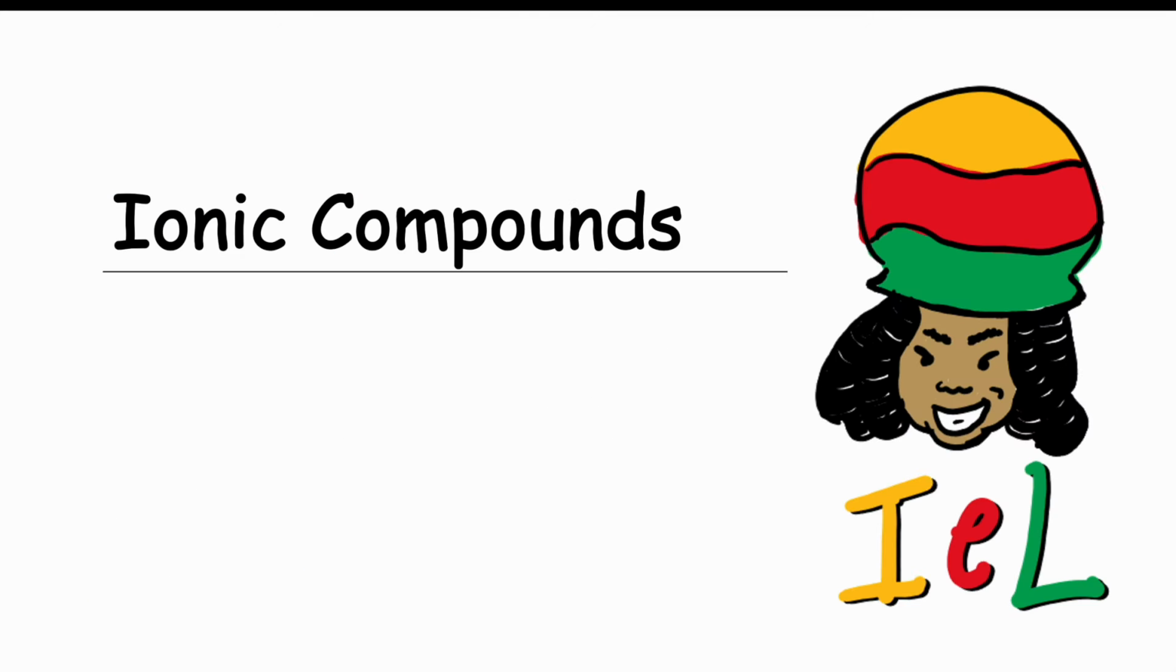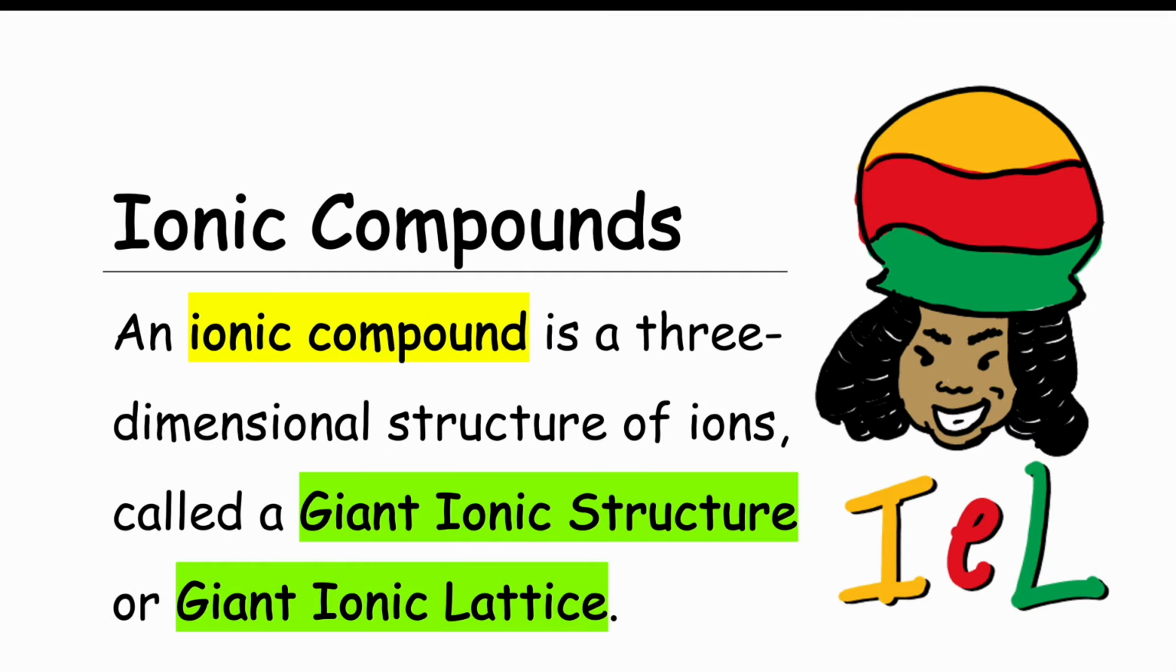One of the first misconceptions we need to get rid of regarding ionic compounds is that ionic compounds are just the unit of the cation and the anion being attracted together by electrostatic force of attraction. In fact, the ionic compound is a three-dimensional structure of these ions. So the cations and the anions are bonded together in all directions. And the three-dimensional structure created by the cations and the anions attracting each other is called a giant ionic structure or a giant ionic lattice.